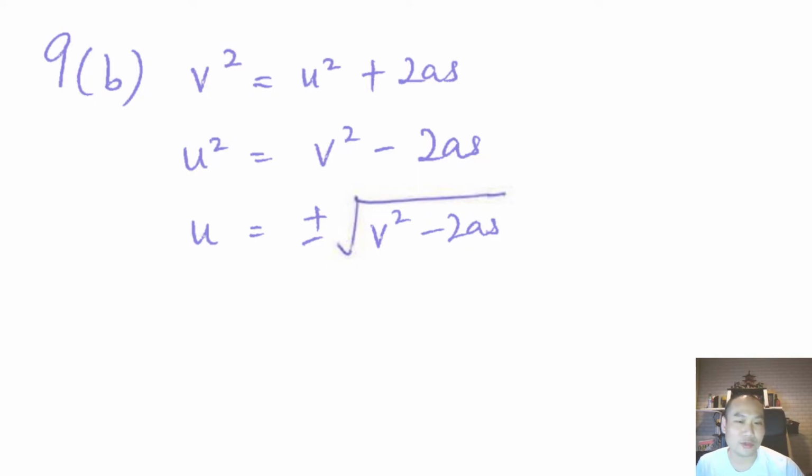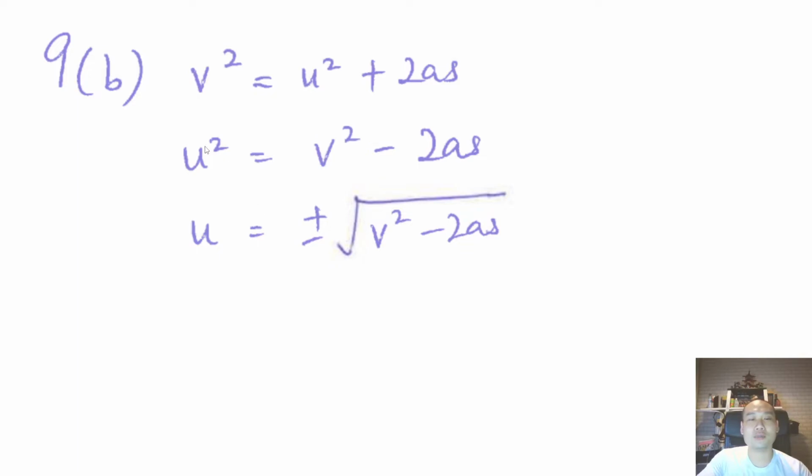For those who manage to recognize the formula, we don't really need to know it at this point of time. It's good that you know it, but not a requirement to get this question correct, because what they want us to do is just make u the subject. So once again, I look through and I see that u square is the only term that has u. So I'm going to isolate it. So u square equals v square minus 2as. I bring the 2as to the other side of the equation.